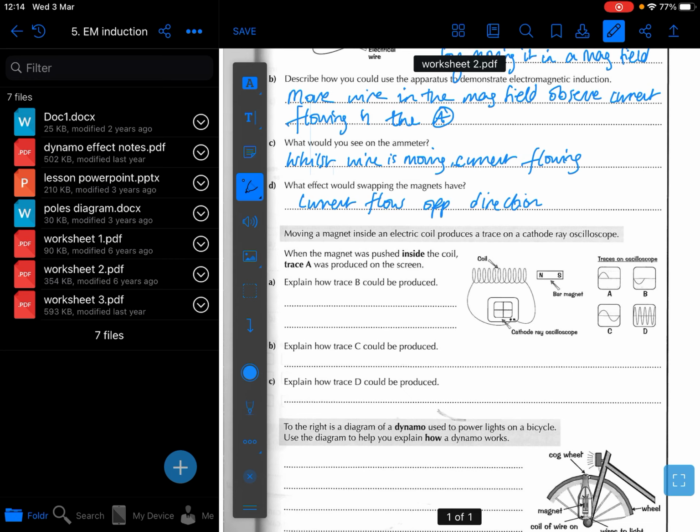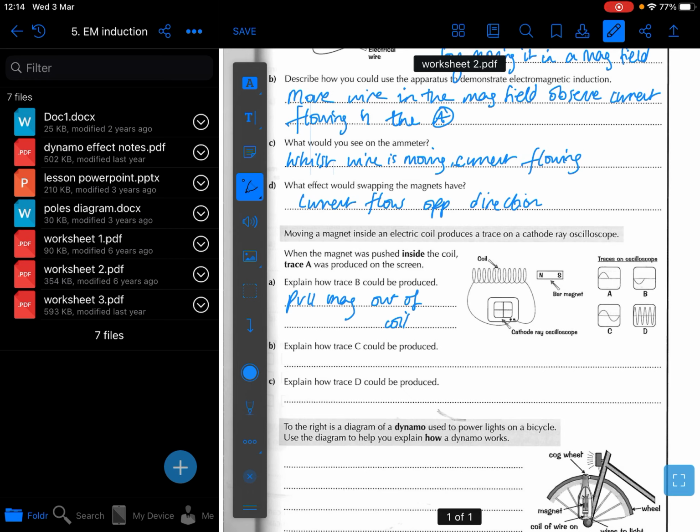Now, can you see it's in the opposite direction? That means if you're getting trace A by pushing the magnet in to the coil, you'll get trace B by pulling it out. You'll be going the opposite direction. So, pull magnet out of coil.